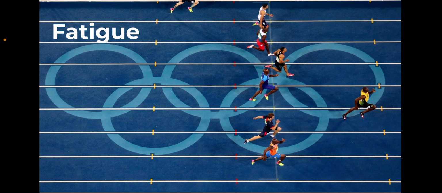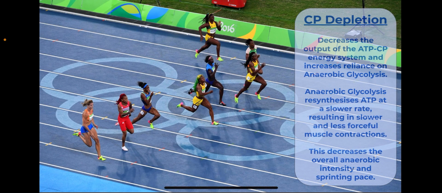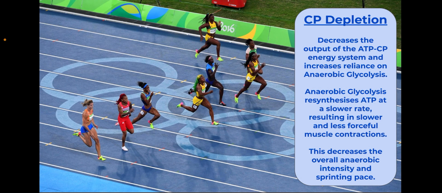Now, we mentioned that associated with energy systems is fatigue. You can see Usain Bolt leading the pack in the 100-meter sprint there, but even he will be starting to experience fatigue towards the end of his 100-meter sprint. So when we get to the point of CP depletion, it means that this energy system is starting to be significantly hindered.